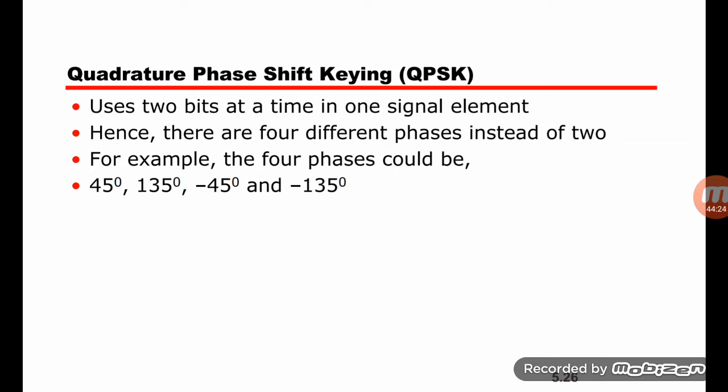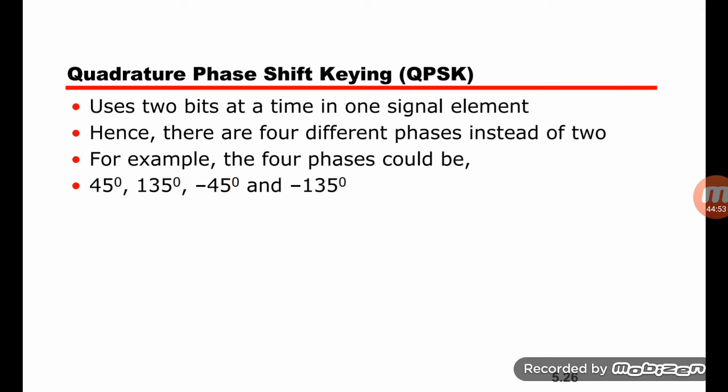So what is quadrature phase shift keying? You use 2 bits at a time in one signal element. We're talking about this especially because QPSK is used a lot, so that's why we are talking about it specifically. You are sending 2 bits at a time, hence there are 4 different phases instead of 2, right? I need 4 phases.